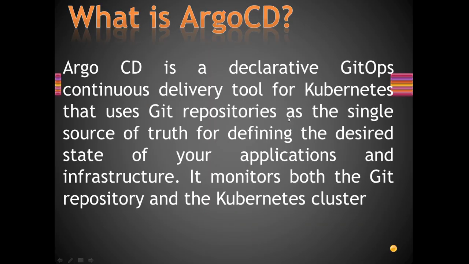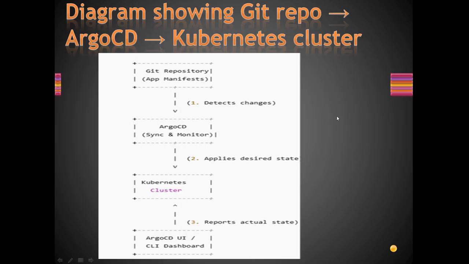What is Argo CD? Argo CD is a declarative GitOps continuous delivery tool for Kubernetes that uses Git repositories as a single source of truth for defining the desired state of your applications and infrastructure. It monitors both the Git repository and the Kubernetes cluster. This is the diagram of Argo CD, how it works. Git repository and Argo CD applies desired state, Kubernetes cluster and Argo CD UI and CLI dashboard.